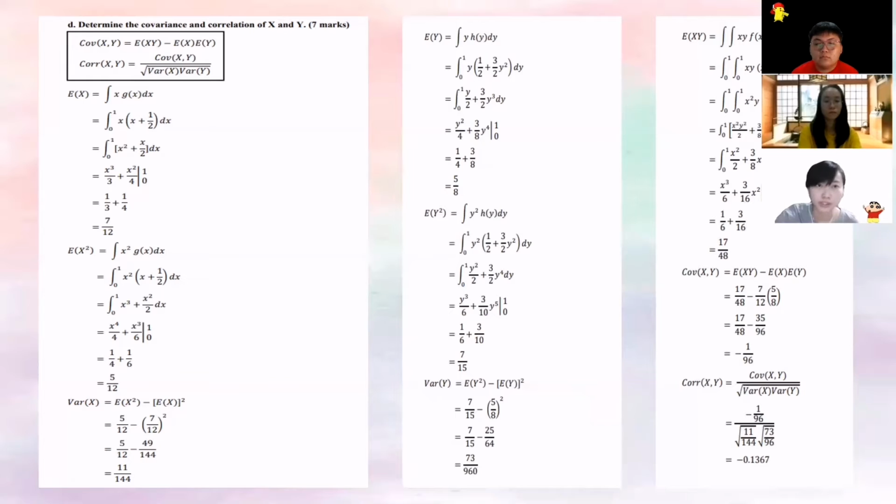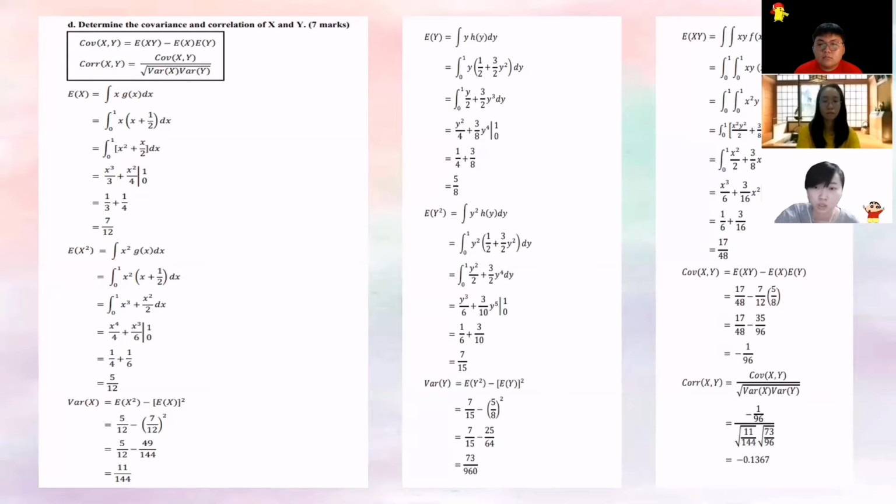Then we can find our covariance. So for covariance, we just sub in the values, and we got that the covariance has a negative sign. It's okay because covariance can be a negative or positive value. So we got our answer -1/96 for our covariance of x and y.